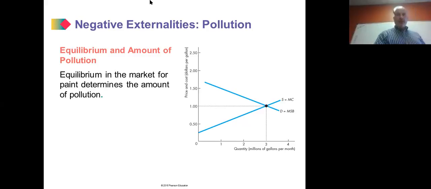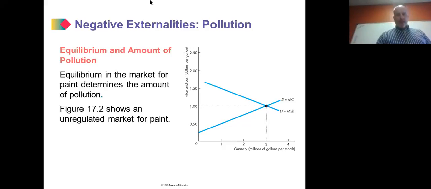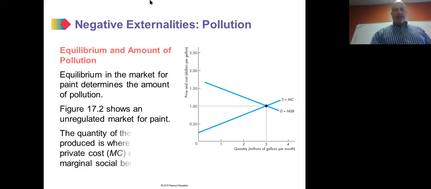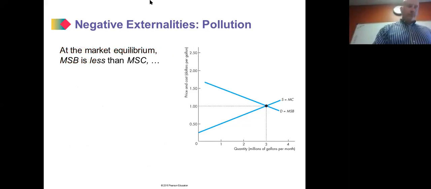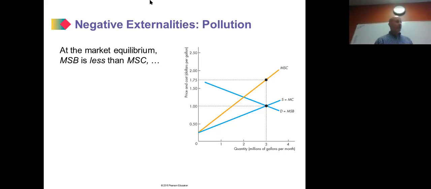Now, the equilibrium. Let's focus here. An unregulated market for paint. The quantity of the paint produced is where marginal private cost equals marginal private benefit. And at the equilibrium, what do we notice here? Marginal social benefit is less than marginal social cost. Are we efficient? No, we are efficient when marginal social benefit is equal to marginal social cost.